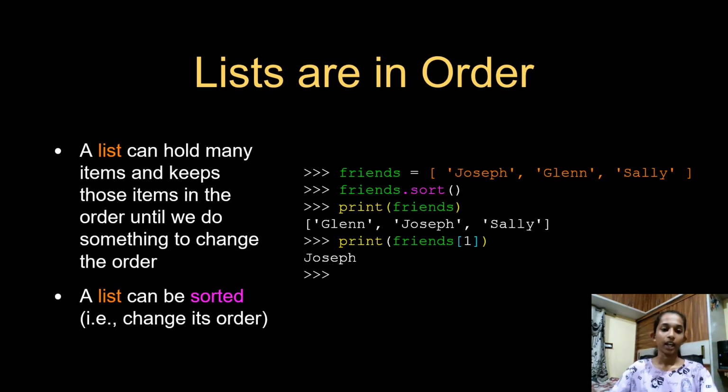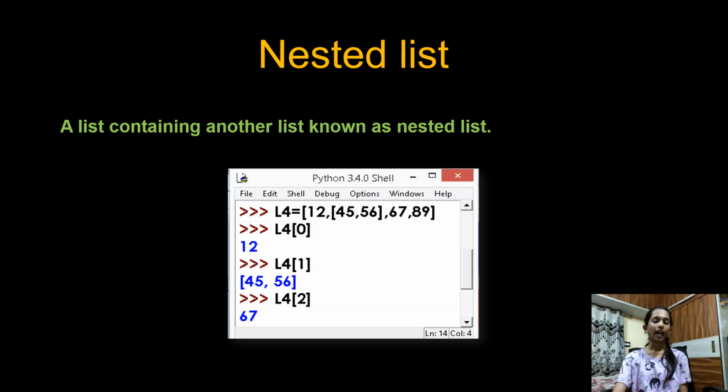Lists are in order. A list can hold many items and keeps those items in order until we do something to change the order. A list can be sorted, which means we can change the order of the list. By default, it is in ascending order. As I mentioned earlier, a list can be within a list, which is known as a nested list. To give you an idea, I am taking this example where L4 is the list name, which contains a nested list.